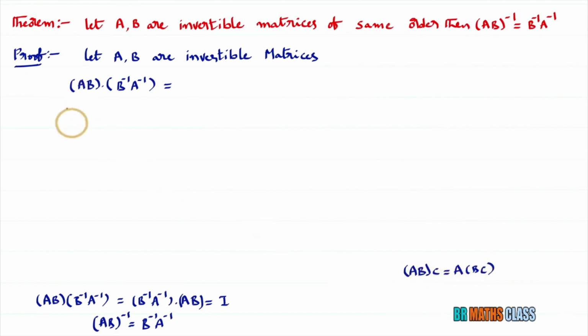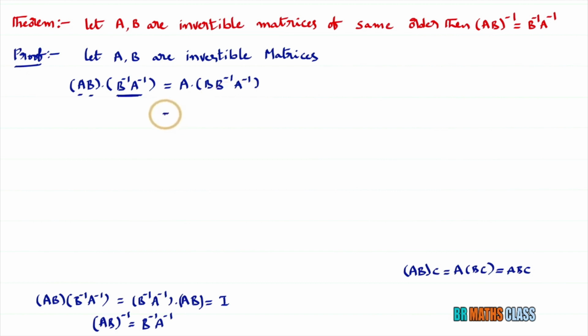Here, observe this: I'll consider this whole thing as C. It is looking like AB into C. AB into C can be written as A into BC. Please try to understand. So this can be written as A into BC, where I consider this whole thing as C. That is, AB into C is written as A into BC.